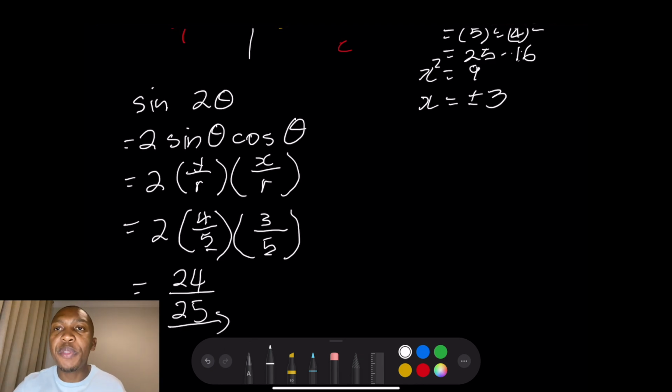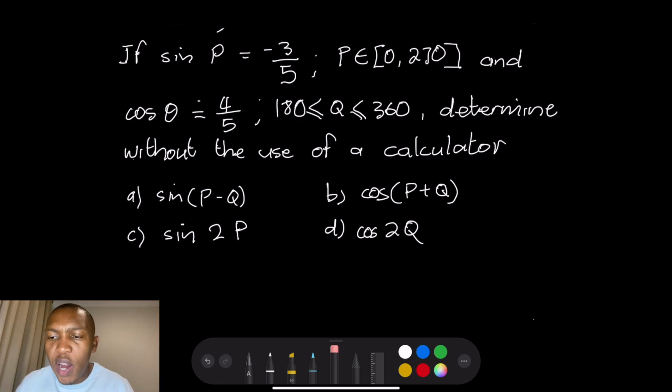All right, I hope that makes sense. All right, so in this case, I want us to do some more examples. And of course, we will conclude right at the end. All right, so let's look at our first example.